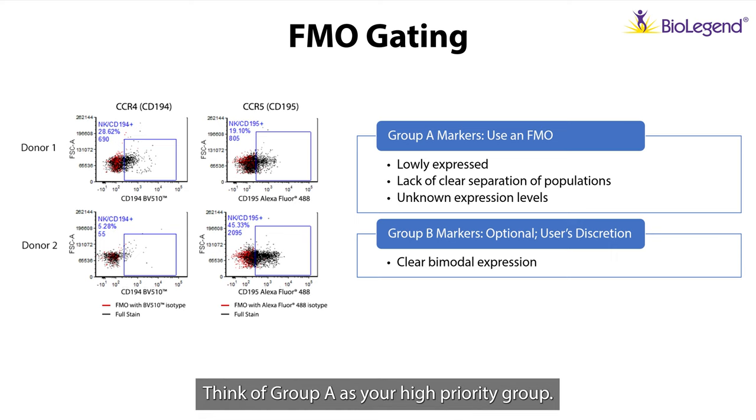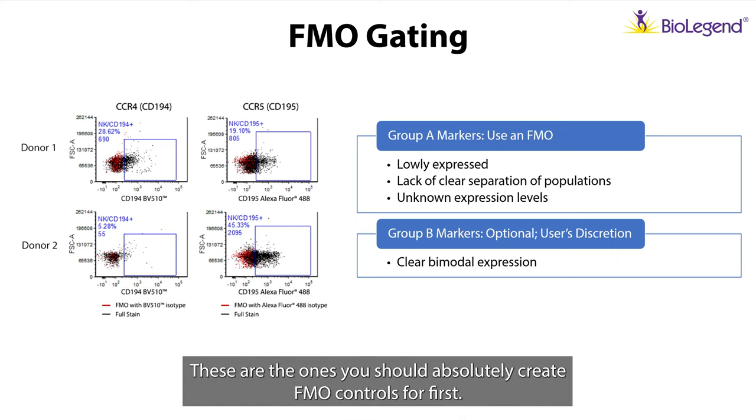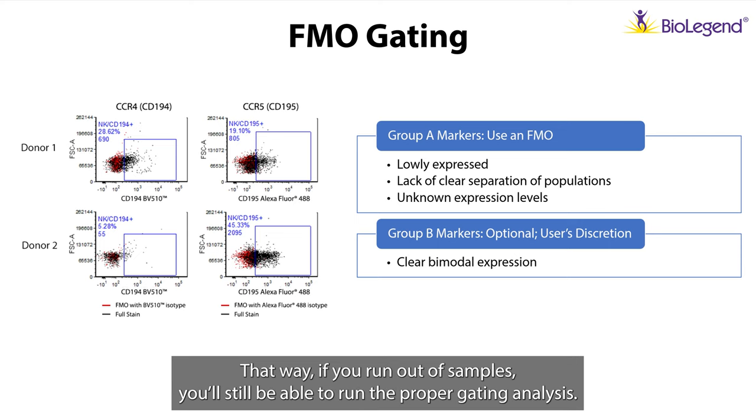And so think of group A as your high priority group. These are the ones you should absolutely create FMO controls for first. That way, if you run out of samples, you'll still be able to run the proper gating analysis.